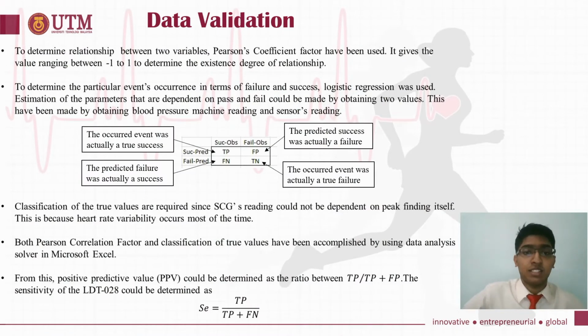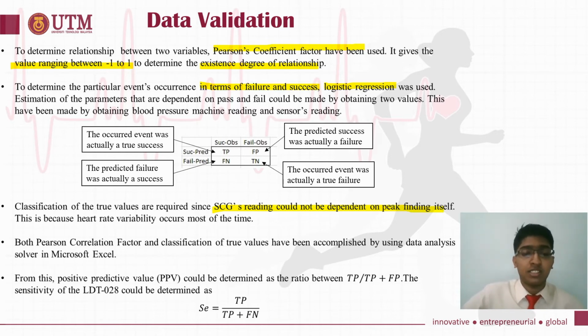For data validation, Pearson's correlation factor has been used, which gives a value ranging between -1 and 1 to determine the degree of relationship, and logistic regression has been used to determine the occurrence of particular events in terms of failure and success. Therefore, classification of true values is required since heart rate variability occurs and the sensor's reading will not be dependent on peak finding itself.